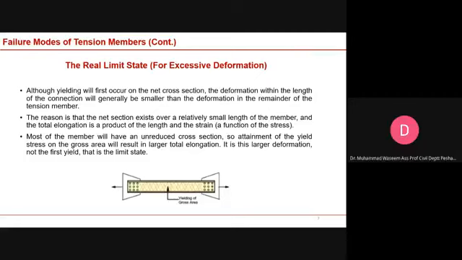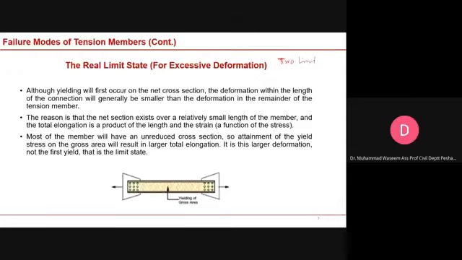Thank you very much. Now we will discuss the limit states. There are two limit states in the tension member. Generally, we call them excessive deformation. Excessive deformation is the first limit state. If this limit state is reached in the member, it means the failure of the member. The second design limit state we call fracture.